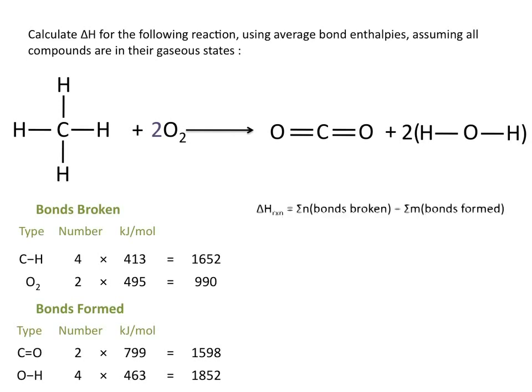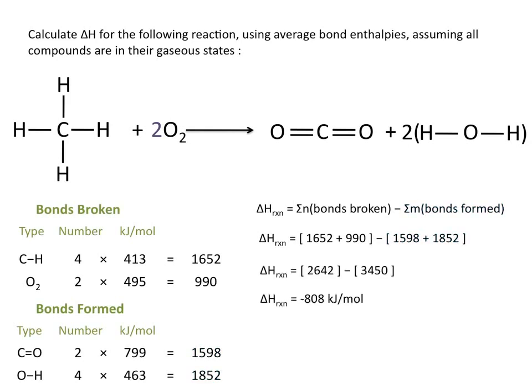And now we can easily plug these numbers into our equation. So remember, we're going to sum up the bond enthalpies of the bonds broken and subtract from that the sum of the bond enthalpies of the bonds formed. I think it's helpful to write out this equation doing your math step by step so you keep track of negative signs and parentheses. This gives us a delta H value for this reaction of negative 808 kilojoules per mole.